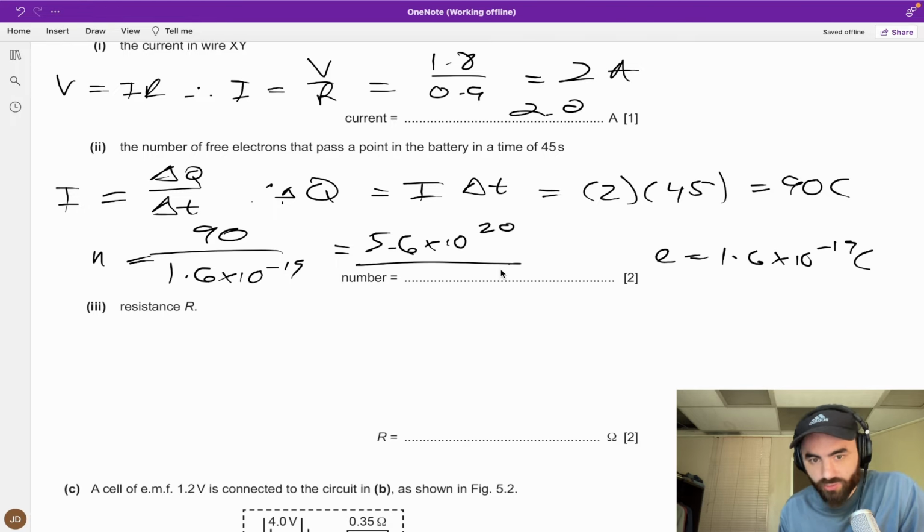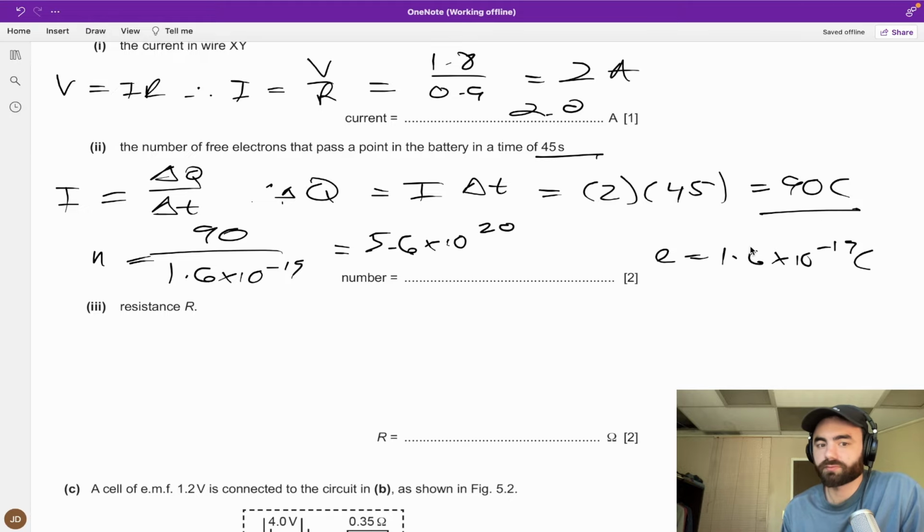That's how many electrons. If in 45 seconds we are producing 90 coulombs of charge, that's how much we're producing. And so if each individual electron has this much charge, and we want to know how many there are, well, we do 90 divided by that. And that will show us how many of these are in 90.